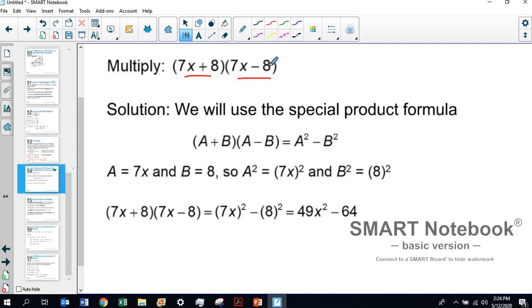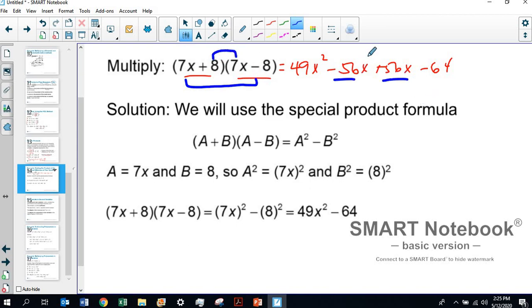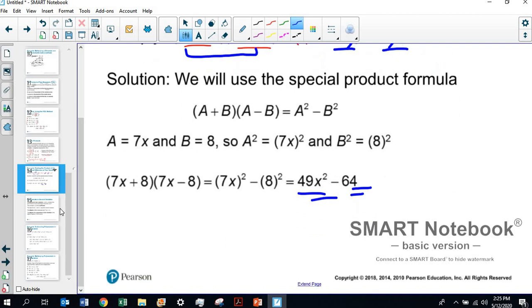If not, just FOIL it out, because if you FOIL it out, you'll get 49x squared, right, minus 56x plus 56x minus 64, right? When you do the inside and the outside, you get these two guys and they subtract away and you're left with this anyway. So you don't have to memorize these formulas, not for now, but working backwards, it's certainly easier when you're factoring to know those formulas for sure.